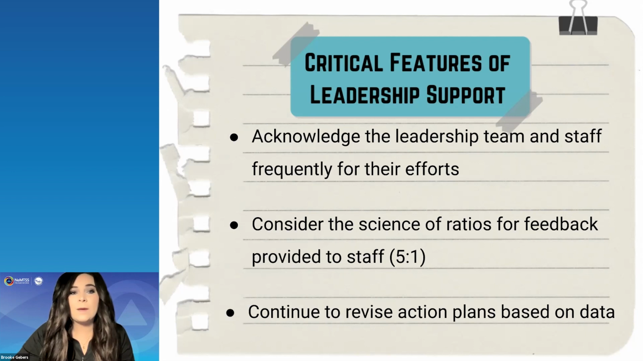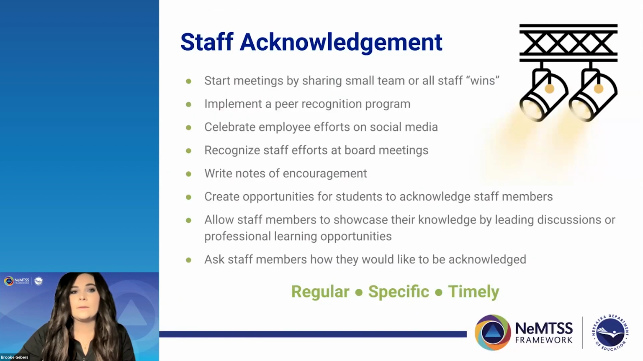When providing that feedback, school leaders should also consider the science of ratios in the feedback they're providing to staff. For example, best practice would be to provide 5 positives to 1 negative. Finally, leadership teams should continue to revise their implementation plans based on the data they are collecting and analyzing. Your professional learning plan will and should adjust based on the data to meet staff needs as you adjust your action plans as well.